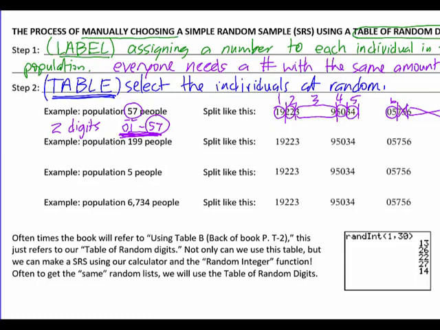If I needed 10, I would just go down to the next line and just keep on working left to right and slicing and choosing based on the numbers we get. Okay, hopefully that made sense.